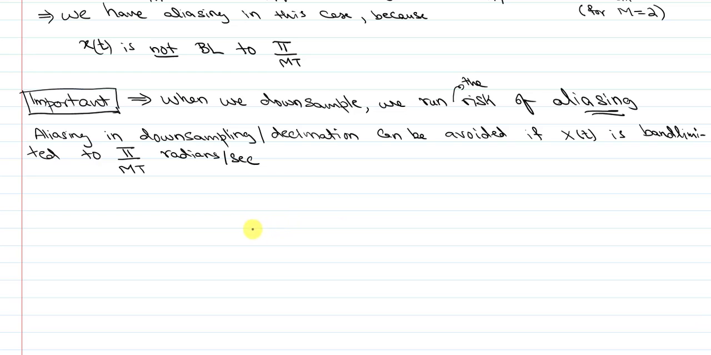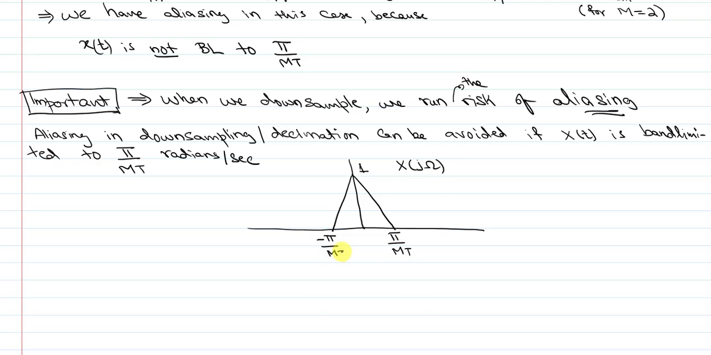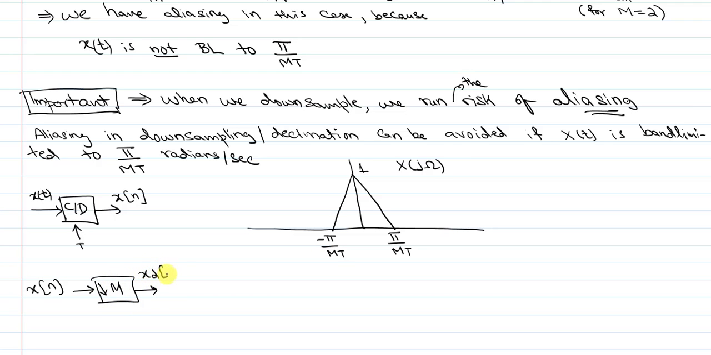Let's take a look at another example. So let's assume that you had a signal whose Fourier transform was as follows. It is band limited to pi over MT. And what you did was, again, you took the signal, originally sampled it by T to get x[n], and then you sampled it or downsampled it by a factor of M to get xd[n].